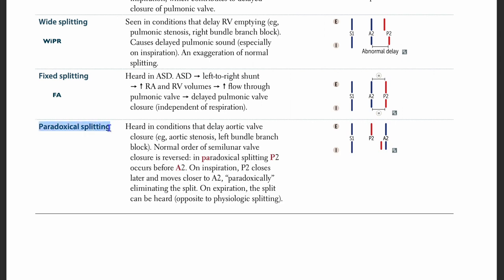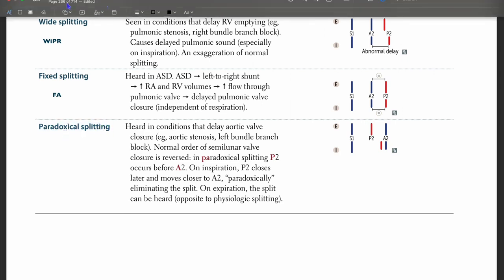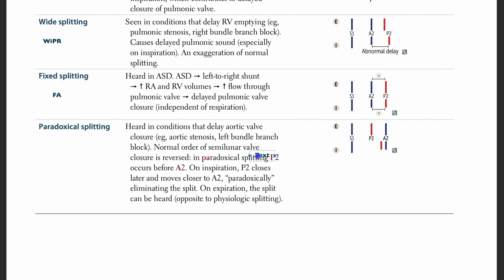Then you have paradoxical splitting, and this is your PAL. If they give you paradoxical splitting, it's heard in conditions that delay aortic valve closure. So you have aortic stenosis for that and left bundle branch block. And this is on the left side now instead of the right side. So WiPeR, FA, PAL.